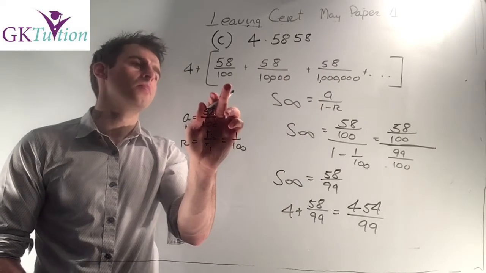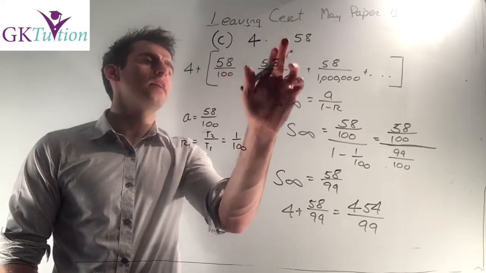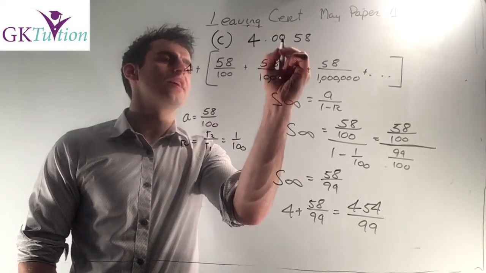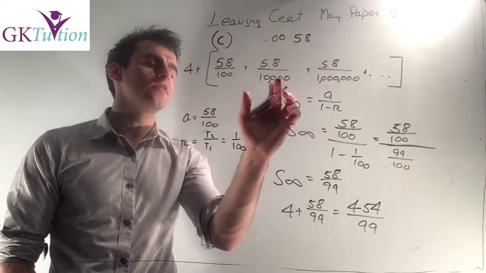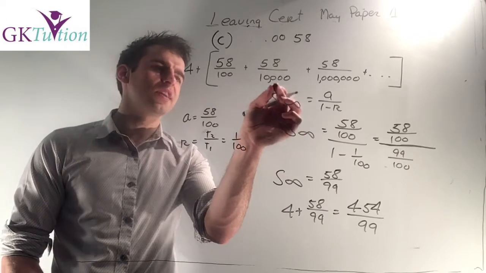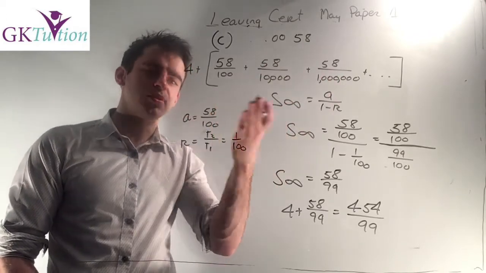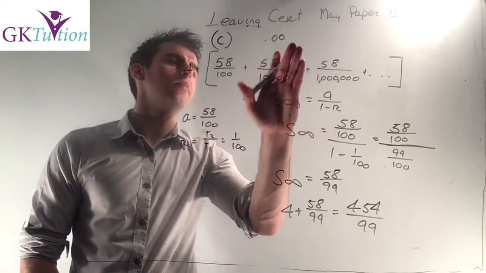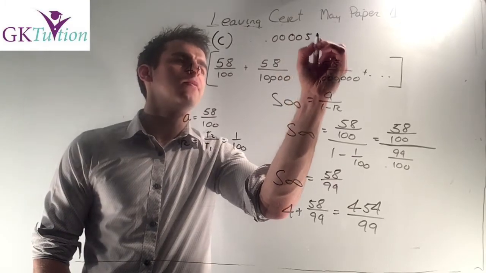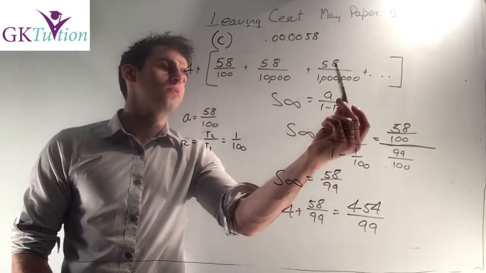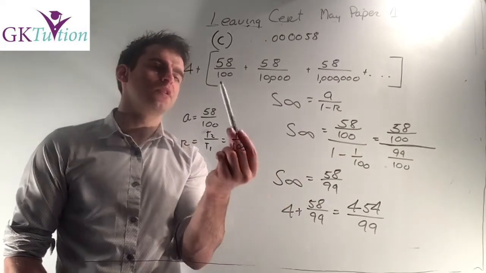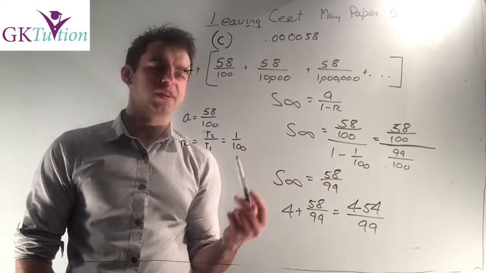58 over 100. But then imagine I've already accommodated for that, you can imagine that it's now 0.0058. 0.0058 is 58 over 10,000. Essentially, it's just 2 more decimal places, so it's just 2 more zeros. I've now accommodated for that one, and I want to accommodate for the next 58, which is 2 more decimal places further on, so it's 58 over 1,000,000. There's 2 zeros here, there's 4 here, and there's 6 here.